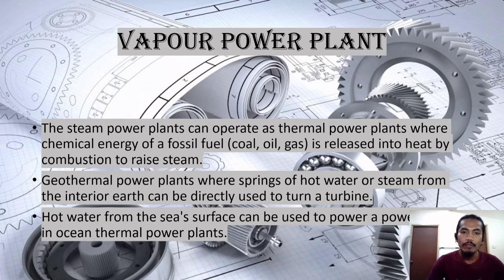Second, we have vapor power plant. The steam power plant can operate as thermal power plants where chemical energy of fossil fuel like coal, oil and gas is released into heat by combustion to raise steam. Geothermal power plant where springs of hot water or steam from the interior earth can be directly used to turn a turbine. Hot water from the sea surface can be used to power a power plant in ocean thermal power plant.